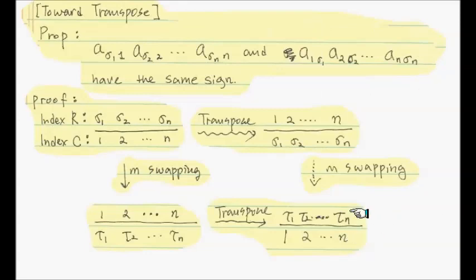Now you separate those first entries after you line up the first indices like this. Then think about rearranging this one to 1 through n. That's exactly this inverse map. If it takes m swaps to get this 1 through n to here, you just do the exact same m swaps in the opposite way. That's going to get you from tau 1 through tau n to exactly 1 through n. So that's the inverse of this one. That's exactly taking m swapping in a reverse way. Therefore, the sign is the same, and that concludes the proof.